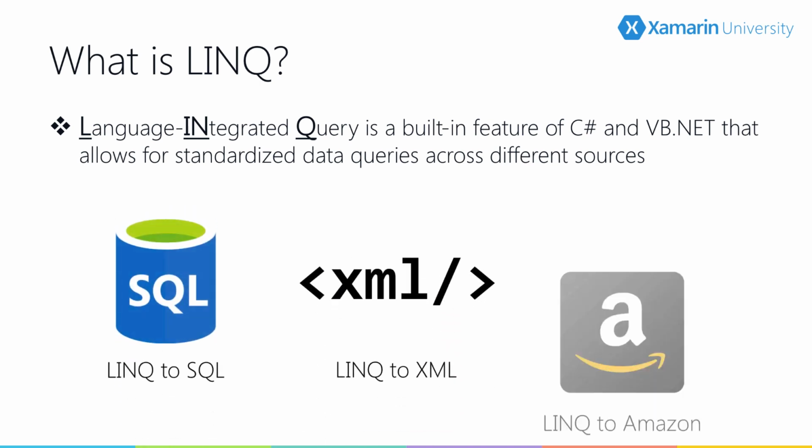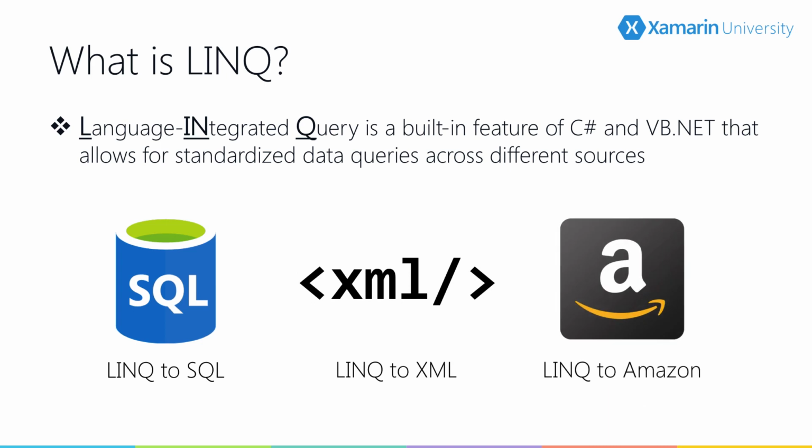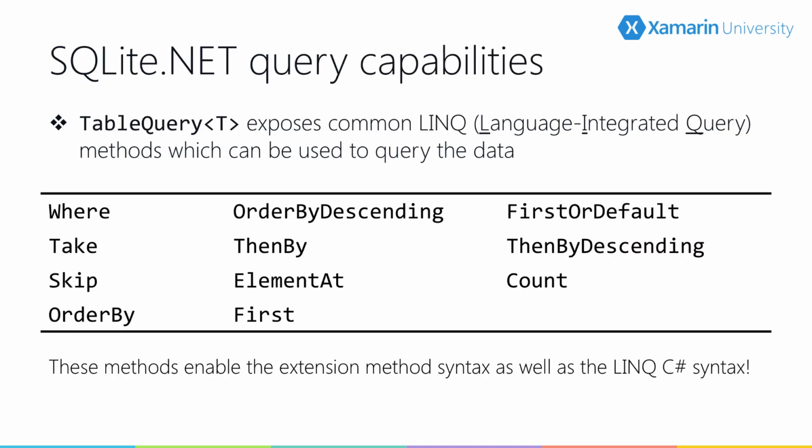LINQ can be used to access SQL databases. It can also be used to read XML files or data from other resources. In SQLite.net, LINQ supports the management of queries, and it allows us to return data from the underlying relational database by using objects. The table query class is important here. This is what is getting returned by our table method that we just used in the previous exercise.